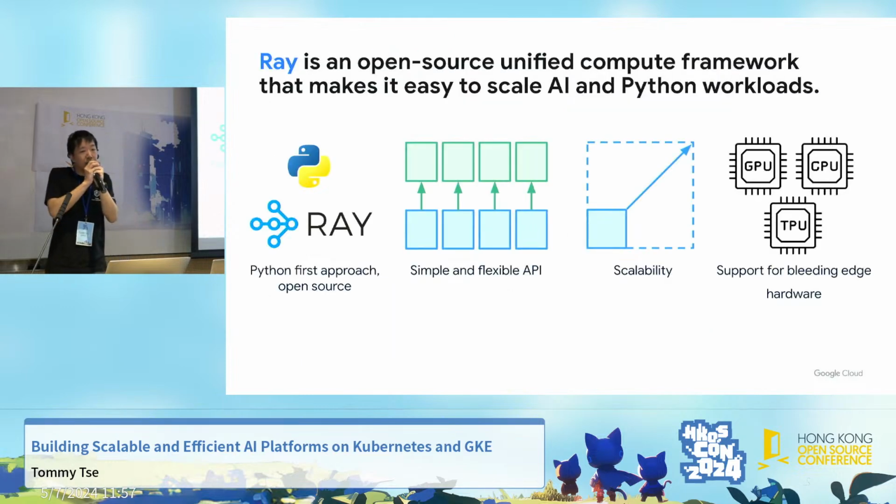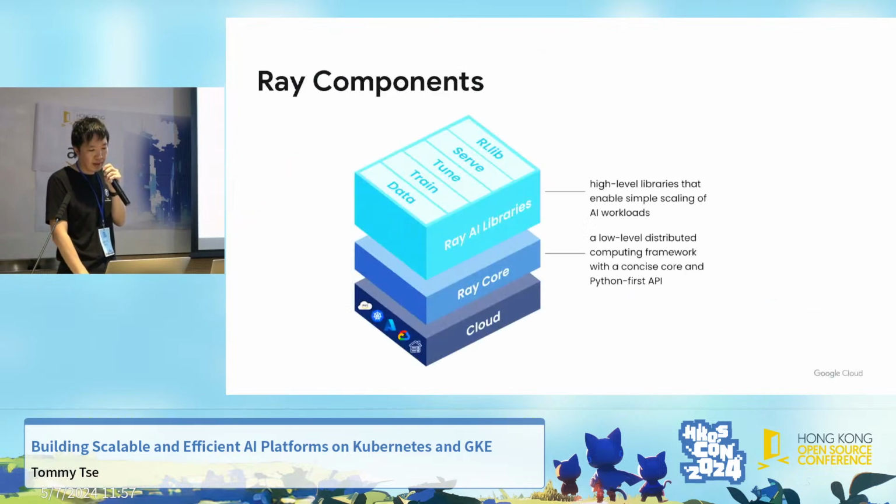I mentioned Ray. Ray has become a really popular open source, Python-native distributed computing framework, and it has primitives to easily parallelize and scale AI workloads from your laptop to the cloud, without the need to build complex compute infrastructure. Ray is made up of a list of high-level libraries that enable you to scale your AI workloads. And at the core, it's a distributed computing framework that can be deployed on different cloud providers and also on Kubernetes.